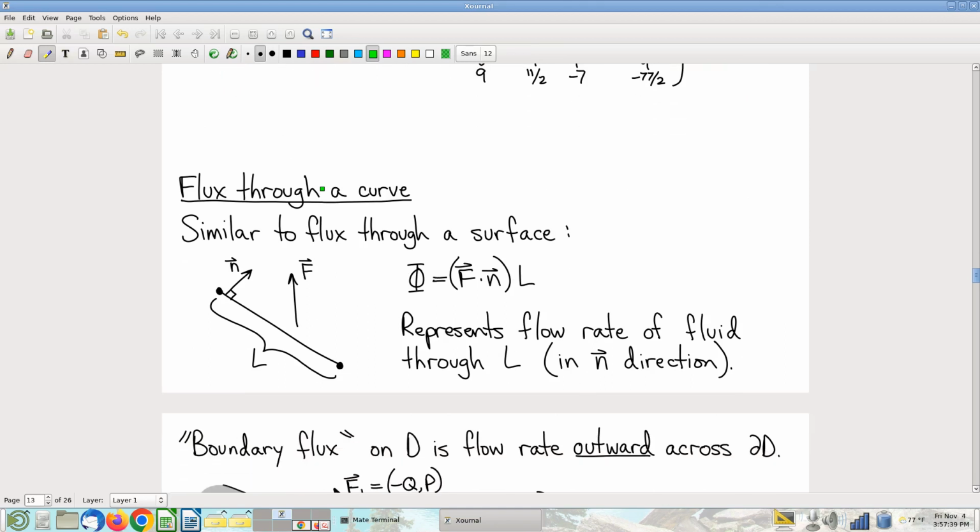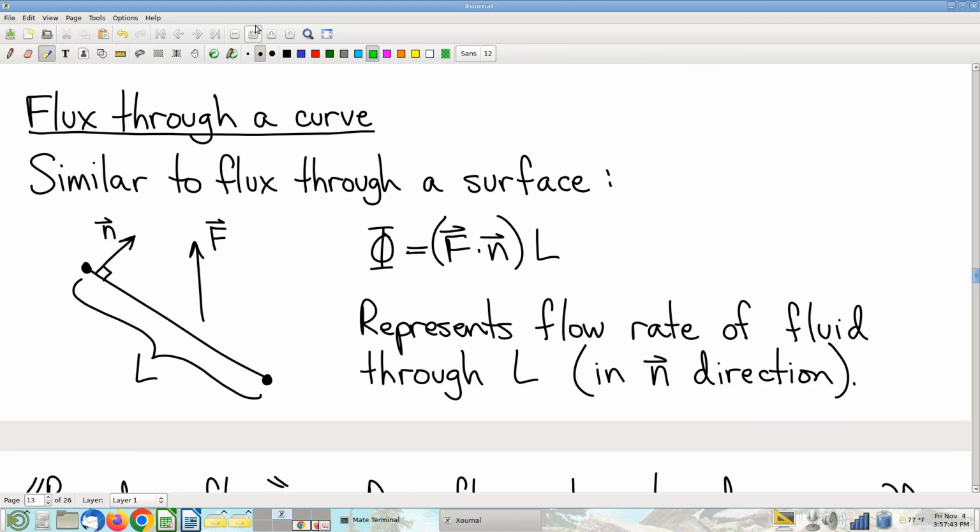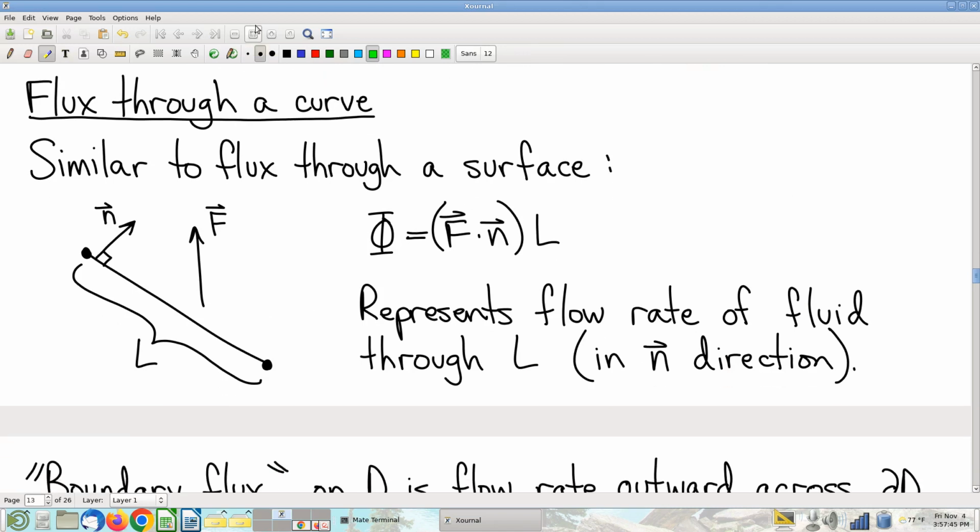Another application I want to talk about. I'm going to have to develop a new idea, slightly new idea. We're going to talk about something called flux through a curve. Y'all remember, of course, we've already talked about flux back in chapter 3. And flux, well, it was 3-dimensional. We talked about how much fluid is flowing through a surface.